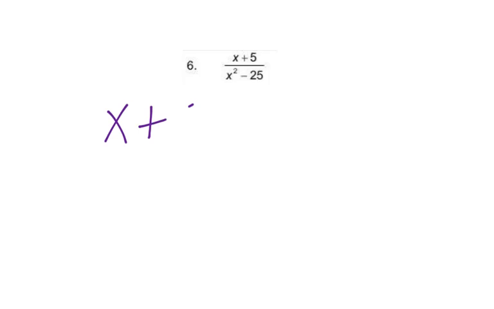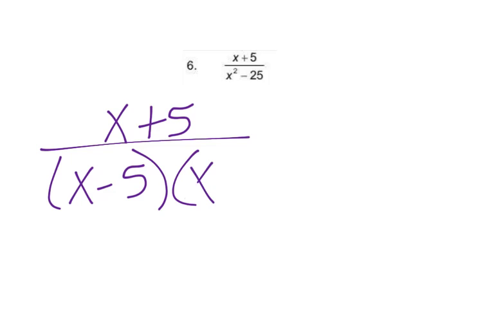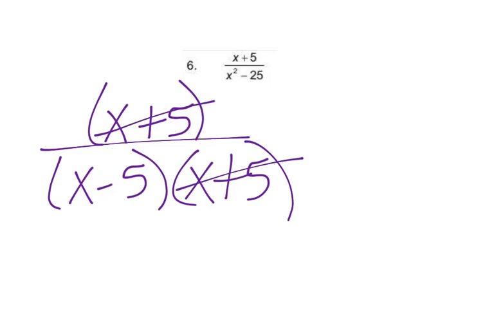X plus 5, you can't do anything to. On the bottom, these are both perfect squares, x minus 5 and x plus 5. So think of the x plus 5 on top as having parentheses. It cancels. You can't leave the top of the fraction empty, so we put a 1 there, x minus 5 on the bottom.